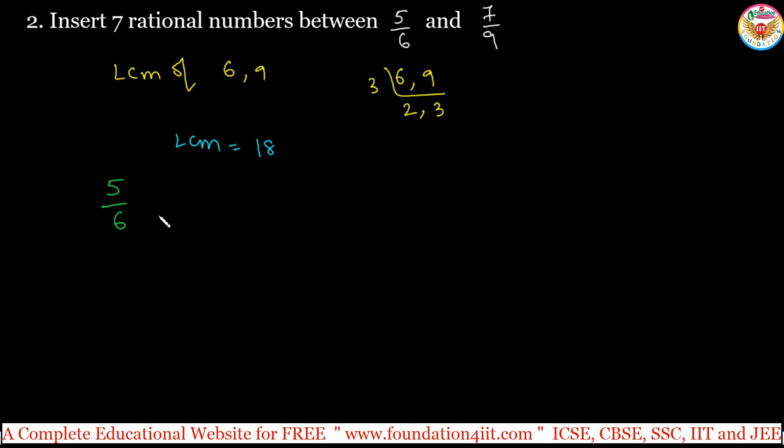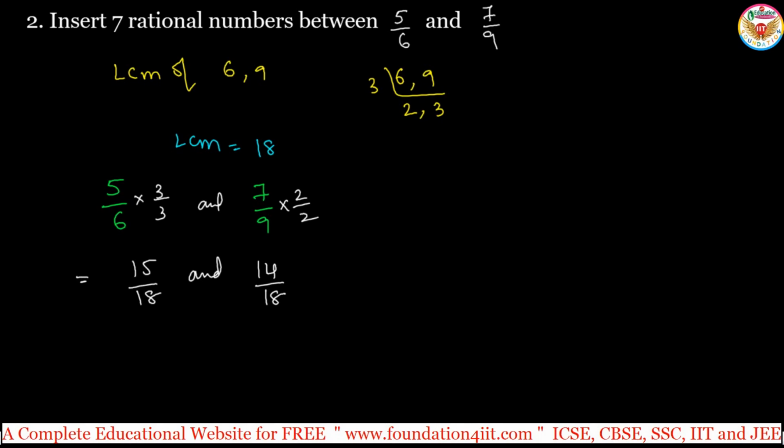The question is 5 by 6 and 7 by 9. To make the denominator 18, we should multiply 3 by 3 for this, and multiply 2 by 2 for this. Whatever number you multiply, the same number should divide. Value does not change. So this becomes 5 into 3, 15 by 18, and 7 into 2, 14 by 18. So the given numbers we converted in this order: 15 by 18 and 14 by 18.